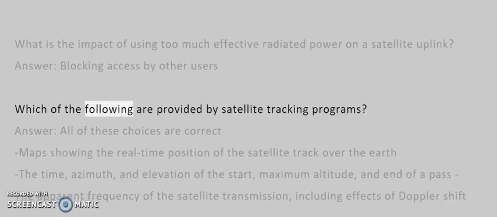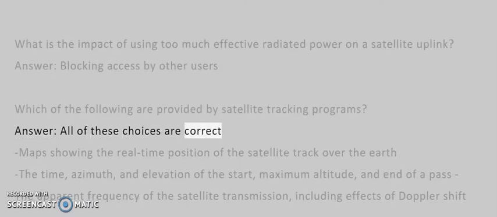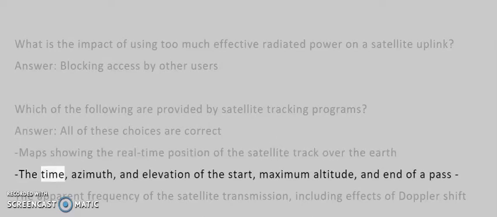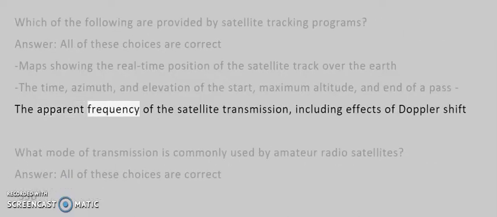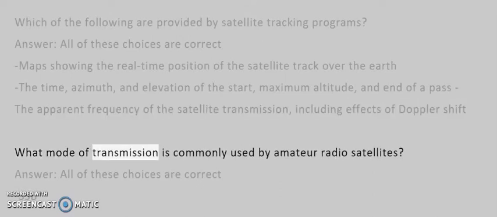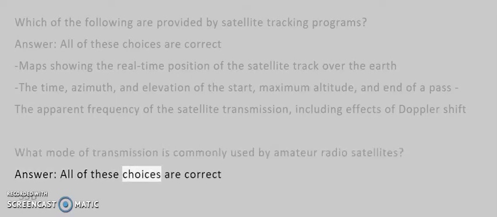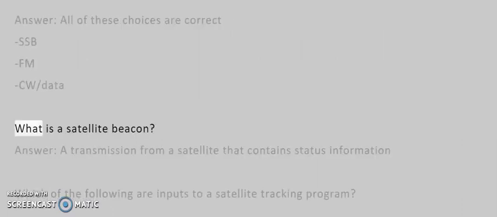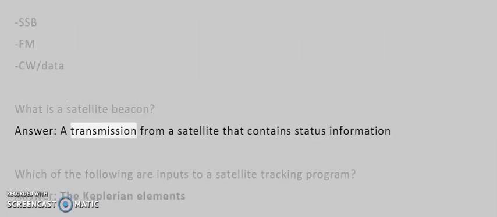Which of the following are provided by satellite tracking programs? Answer, all of these choices are correct. Maps showing the real-time position of the satellite track over the Earth. The time, azimuth, and elevation of the start, maximum altitude, and end of a pass. The apparent frequency of the satellite transmission, including effects of Doppler shift. What mode of transmission is commonly used by amateur radio satellites? Answer, all of these choices are correct. SSB, FM, CW/data. What is a satellite beacon? Answer, a transmission from a satellite that contains status information.